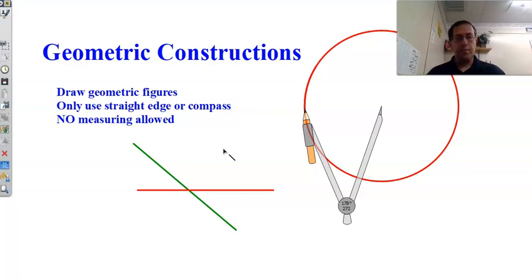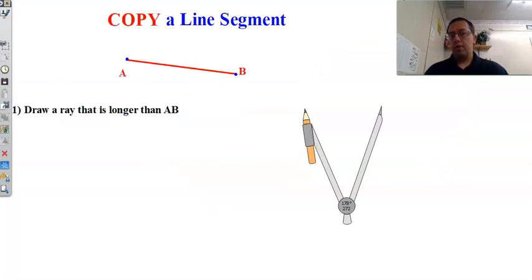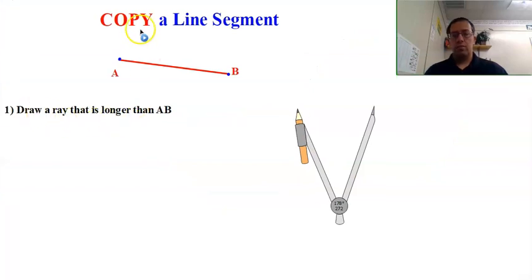So the first thing we are going to do is copy a line segment. Drawing a line segment, not a big deal. We're going to copy a line segment. So I'm going to draw another line segment that is the exact same length as AB. It is congruent to AB.